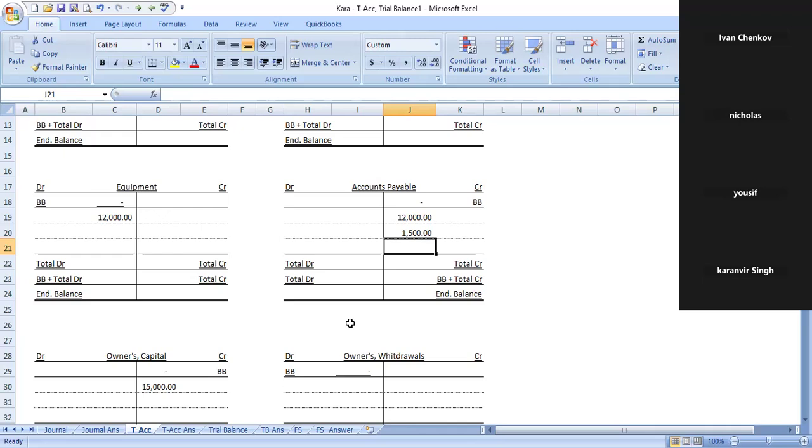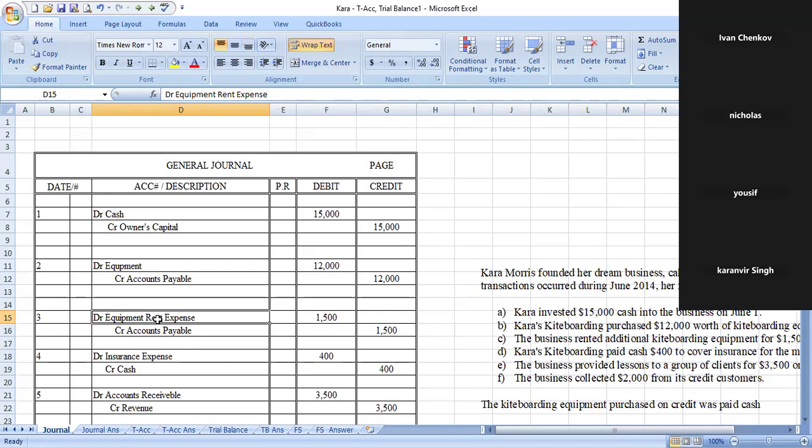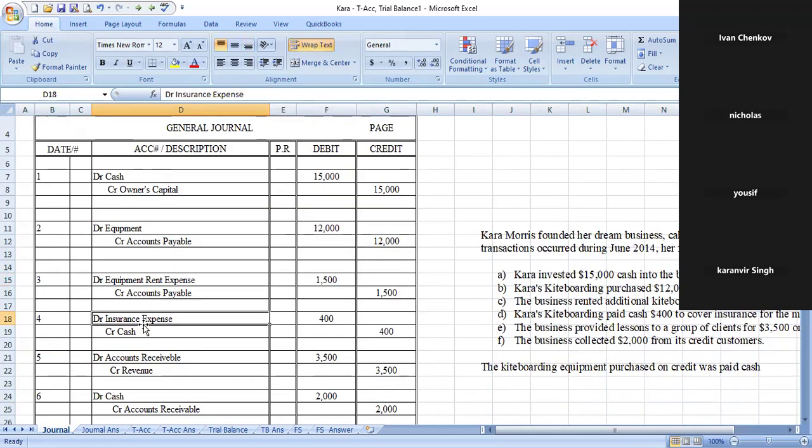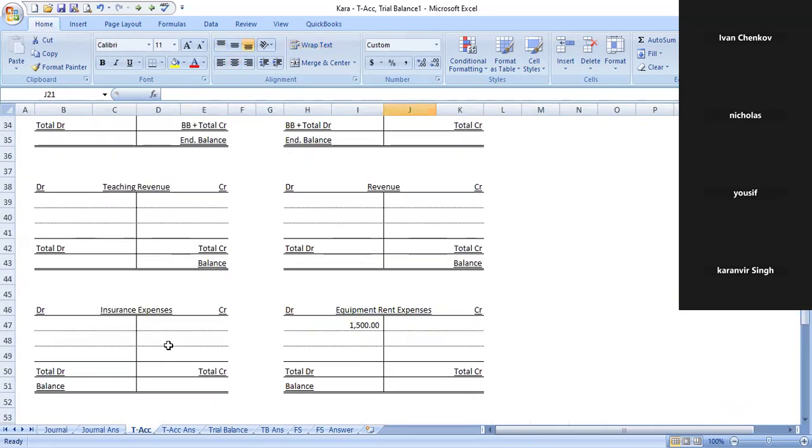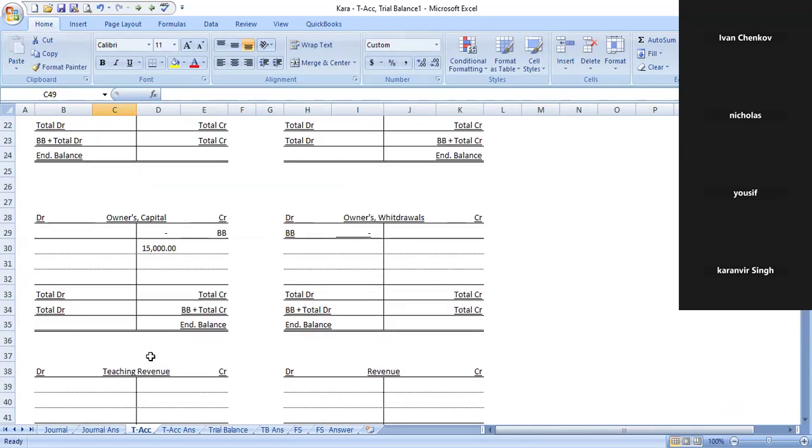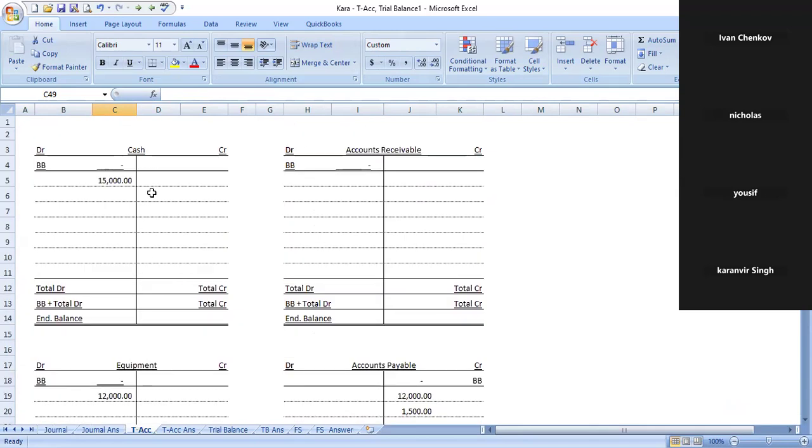Okay, let's go do the next one. Insurance expense goes up with 400 and we pay for it in cash, 400. So let's go now and increase that insurance expense with $400, and let's reduce our cash, going down with $400.